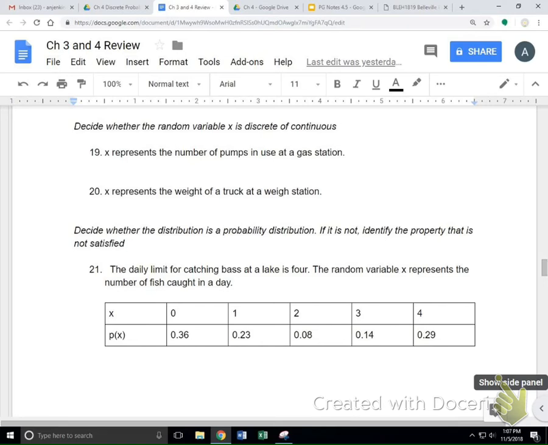Okay, decide whether the number of pumps at the gas station is discrete or continuous. The number of pumps at the gas station, we know that this has to be discrete because there's a counting number for it. Discrete. And then over here represents the weight of a truck. Well, you can have decimals, so we say this is continuous.